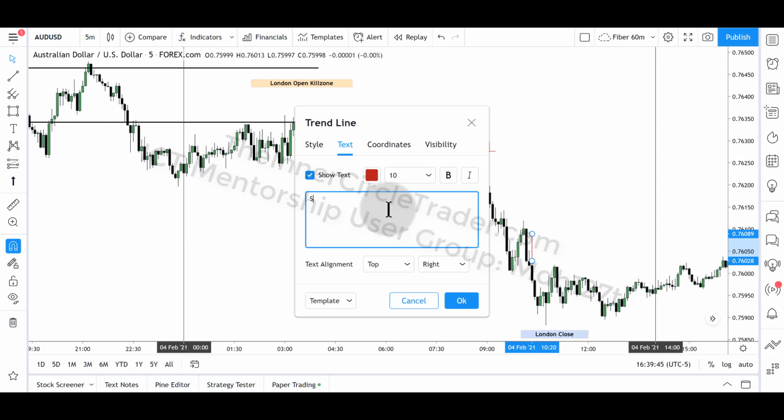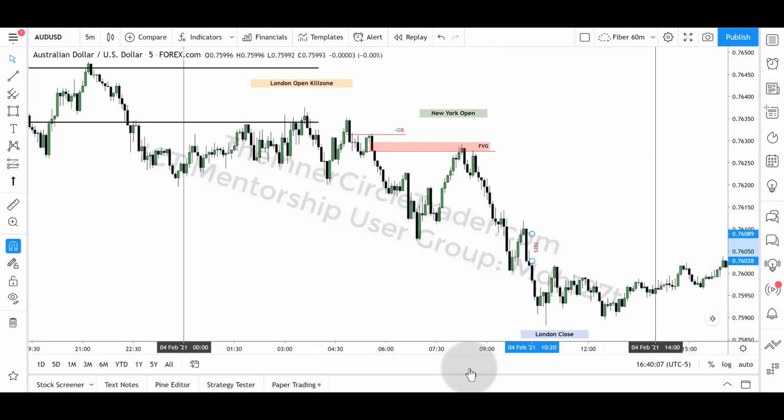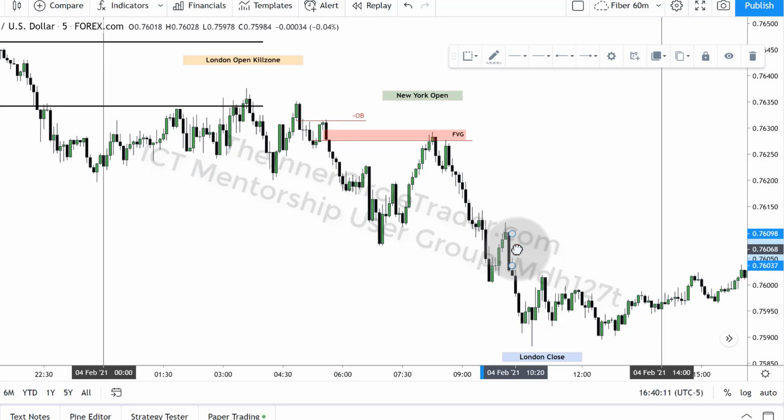So I typed in, for instance, SIBI, sell side unbalanced, buy side inefficiency. On the bottom and center, you can see it's to the right of the trend line. But now I don't want to see the trend line, so I'm just going to take away the ability to see it by using the opacity. And now the text is there, but the trend line isn't.